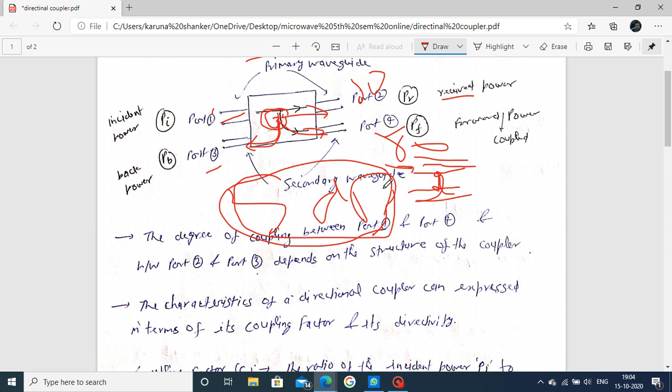Similarly, if we consider a 10 dB coupler, then the ratio is 9:1. Here the 3 dB coupler splits the power in half. This depends upon the coupling values of your directional coupler.